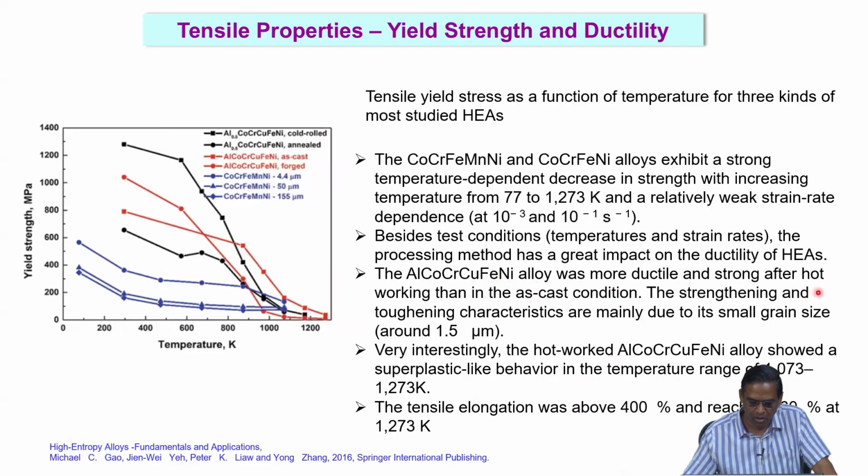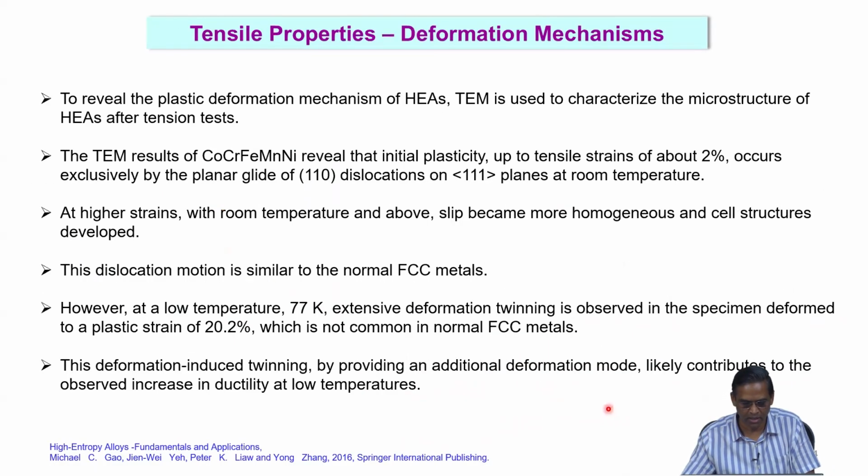See, this aluminum, cobalt, chromium, copper, iron, nickel alloy was more ductile and strong after hot working than the as cast condition. The strengthening and toughening characteristics are mainly due to small grain size. Interestingly, the hot worked alloy showed a superplastic like behavior in the temperature range 1073 to 1273 K, and the tensile elongation was above 400% and reached 860% at 1273 K. These are all very extraordinary properties which you cannot imagine in conventional materials.